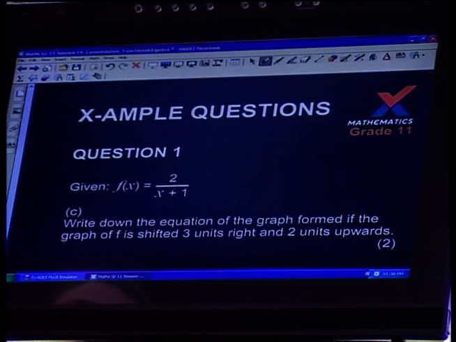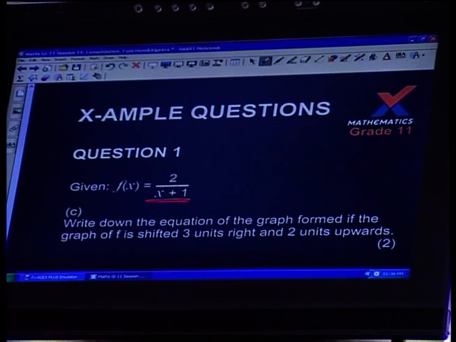Now, very typically, after we were asked to sketch a graph, we're going to be asked to do something with our graph. So let's have a look at our next question. The next question says, write down the equation of the graph formed if this graph f is shifted 3 units right and 2 units upwards. Now, this is where it is very, very important that you understand what is it that controls the left and right shift, and what is it that controls the up and down shift.